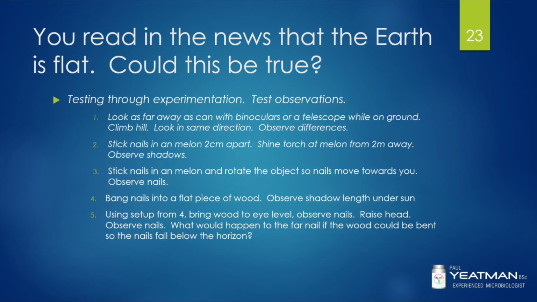Experiment number 2 would be sticking nails in a melon or an apple or something 2 centimetres apart, and I could shine a torch on the melon from 2 metres away. Bang nails into a flat piece of wood. We could observe the shadow lengths under the sun. And using this setup from 4, I could bring the wood to eye level, observe the nails, raise my head, and observe the nails again. What would happen to the far nail if the wood could be bent so the nails fall below the horizon?